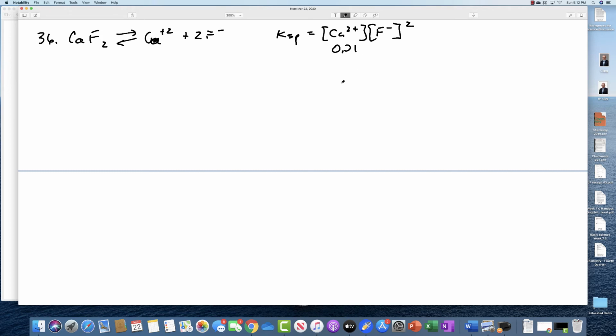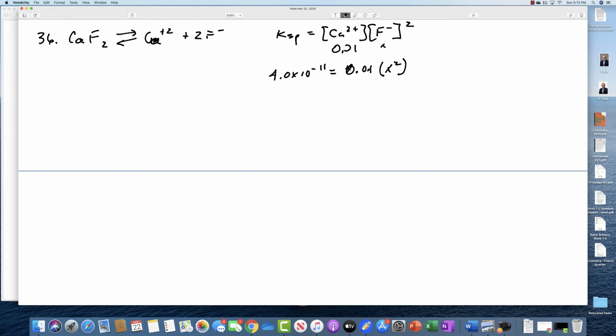Well, in order to do that, you have to look up the KSP value for calcium fluoride, which is 4 times 10 to the minus 11. So it's going to equal 0.01 times X squared, because this is squared if this is X.